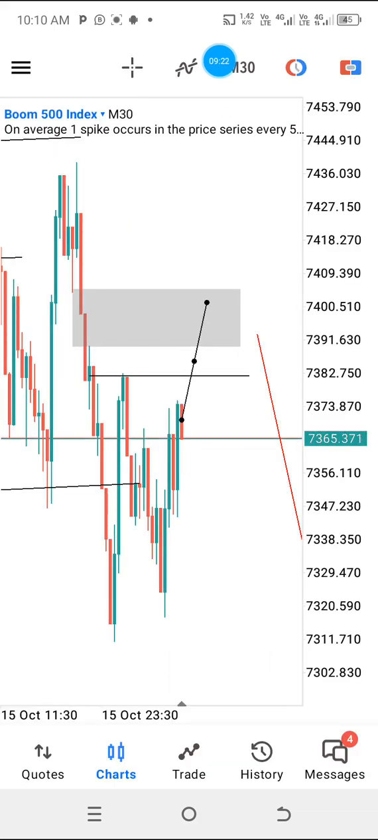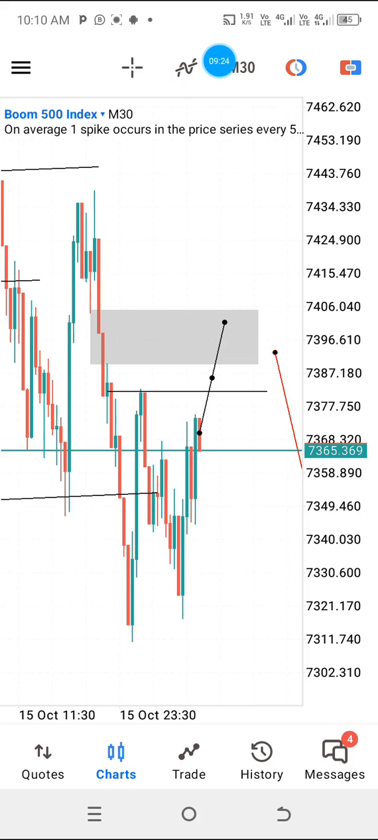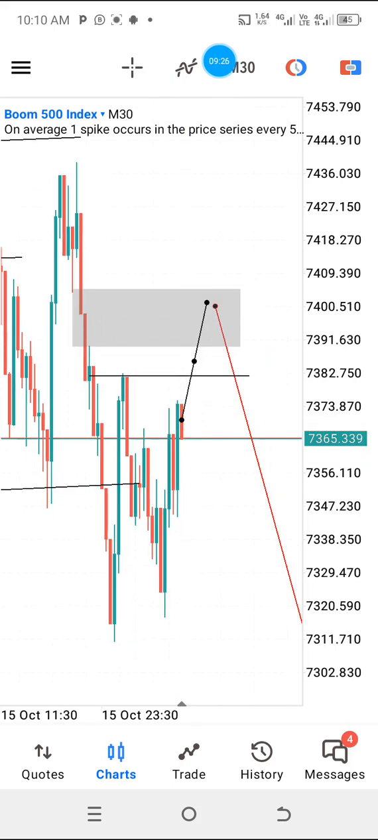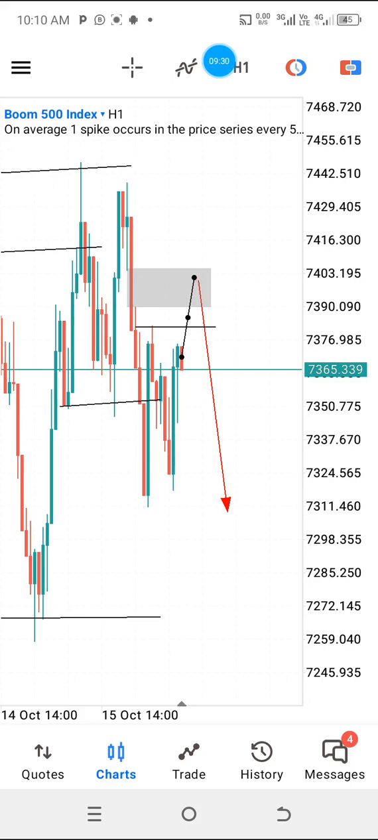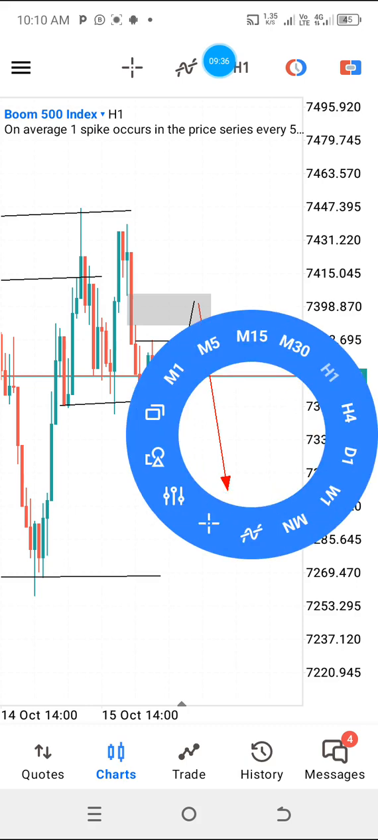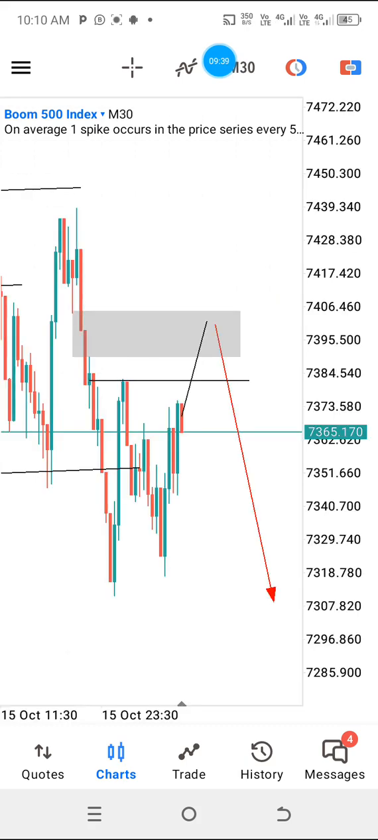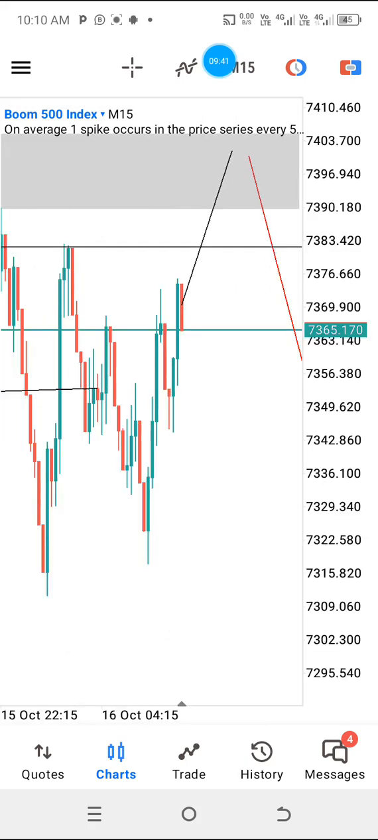Price might start coming down from here. So I'm going to do it like this. So here now I'm going to do it like this, guys. So this is what I want to do. From here, we can look for how we enter our trade. So this is the 30 minutes, and let's go to the 15 minutes to see it clearly.